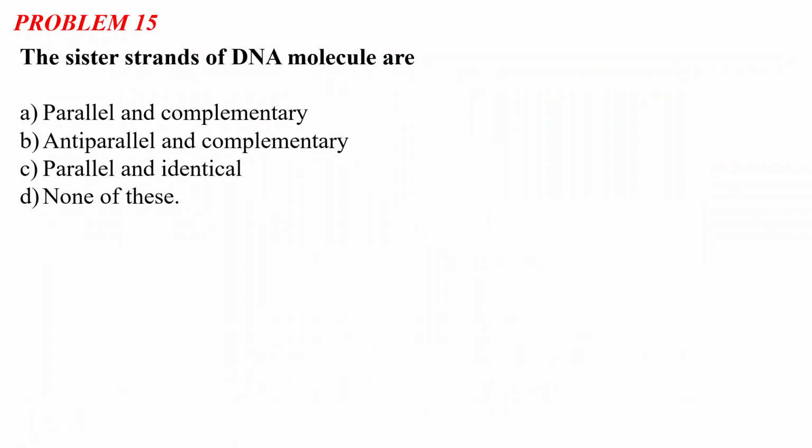So problem number 15 says that the sister strands of the DNA molecule are: A, parallel and complementary; B, antiparallel and complementary; C, parallel and identical; and D, none of the above. So you have to identify which type the sister strands of the DNA molecule are. Are they parallel and complementary, or antiparallel and complementary, or parallel and identical, or none of these?